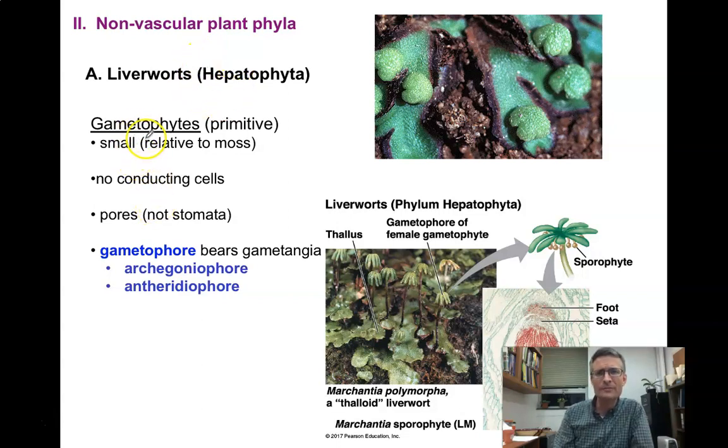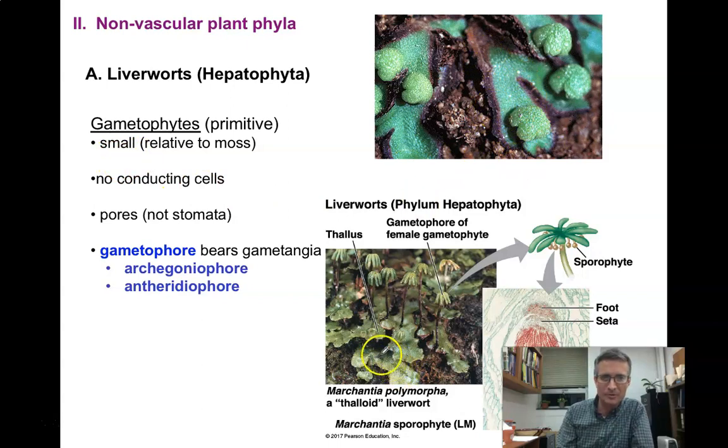All right, so the gametophytes of our liverworts tend to be very primitive, and in fact liverworts are thought of as having some of the most ancestral or primitive characteristics of our three non-vascular plant phyla, although they do, as we'll see in a second, have some very interesting structures that other groups don't have. So they're considered primitive because they're small, and in fact they're often just very flat.